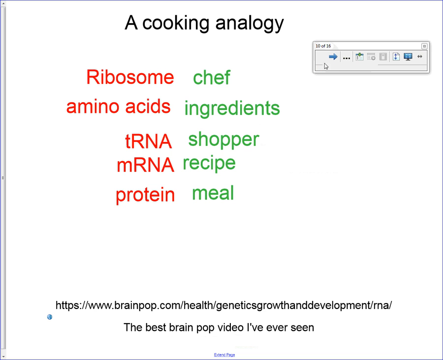I love my analogies, so here's a neat analogy if you want to compare how a protein is made to how a meal might be made in a kitchen. Your ribosome is what makes a protein. It assembles everything just like a chef would assemble your meal. Amino acids are what make up a protein, just as the ingredients are what make up a meal. Your tRNA goes out and gets the amino acids, just like a shopper would go out and buy the ingredients. And your mRNA is the recipe, the instructions on how to assemble the amino acids, or the ingredients.